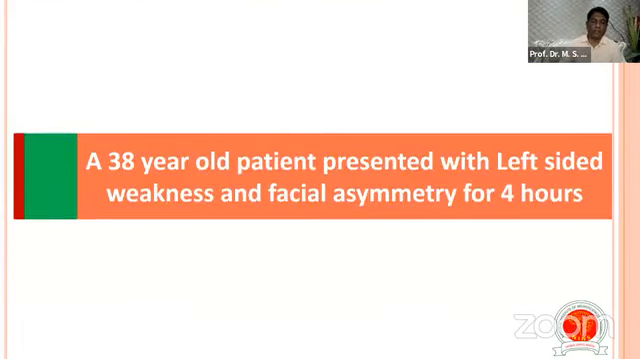Case 2: a 38-year-old patient presented with left-sided weakness and facial asymmetry for 4 hours.